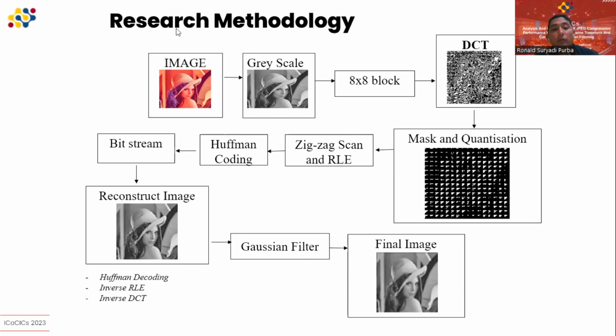And then we find a bit stream. A bit stream contains 0 and 1. It's a binary digit. After the bit stream, we continue to reconstruct the image to get the picture of the image. We continue with Huffman decoding.